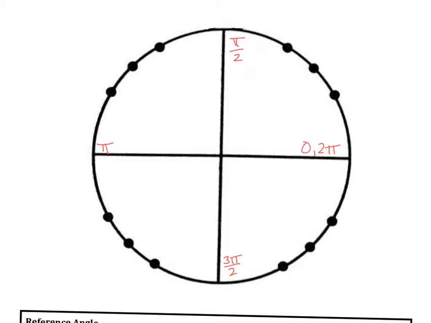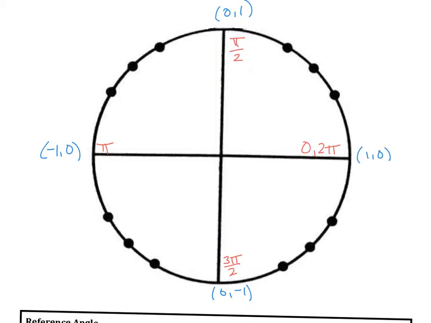So what we did on the first page for these points: 1, 0, 0, 1, negative 1, 0, 0, negative 1. Because again, we're working with the unit circle, which is centered at 0, 0, and has a radius of 1.